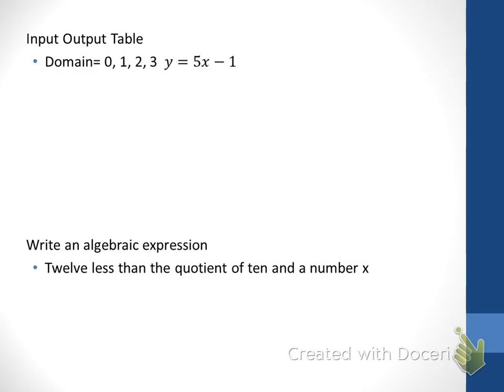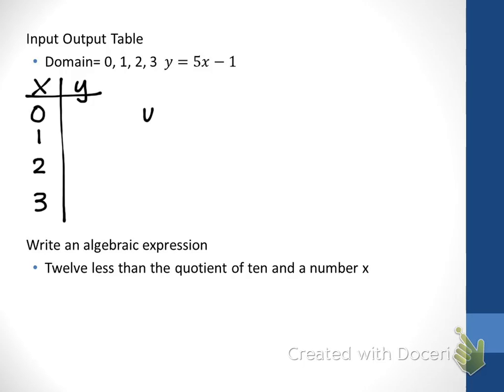And the last two problems in chapter 1 are two different types of problems. So the first one that we're going to do is make an input-output table. They gave us the domain of 0, 1, 2, and 3, and then the equation of y equals 5x minus 1. So an input-output table always includes which letters? X and Y. And which one of these is the domain, X or Y? X, always X. So we have 0, 1, 2, and 3. And we're going to plug each of these in for the equation and just solve for Y.